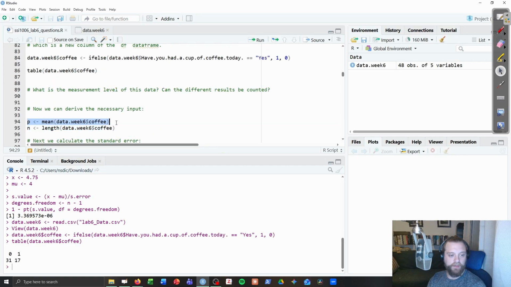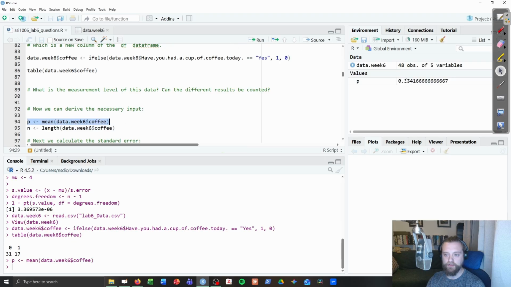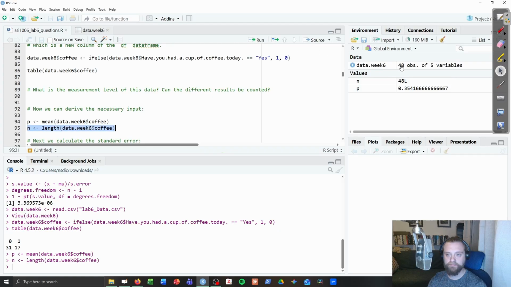Then the first thing we're going to do is calculate the mean of coffee. And of course, the mean of a binary variable is its proportion. So the proportion of people who've had coffee is 0.35, so 35%. The next thing we're going to grab then is the n. Now the n is what we call the length of this sample. And we can run this on the specific variable here. And we're going to get a length of 48. So 48 observations.